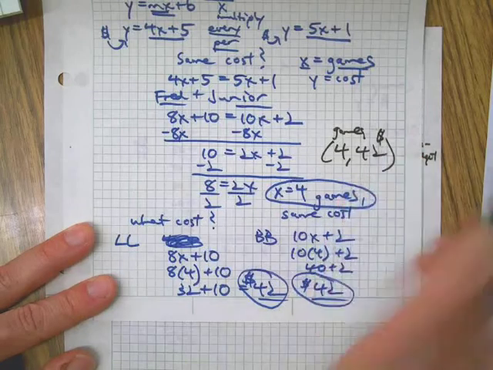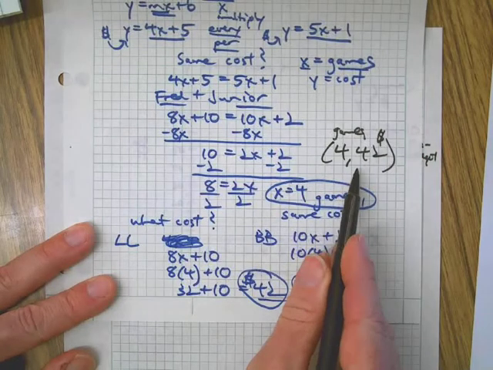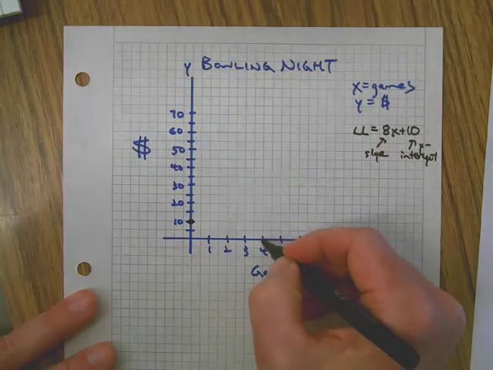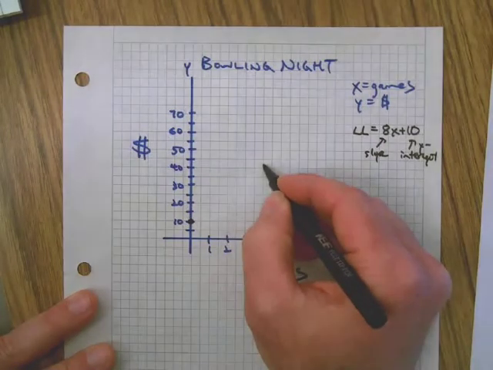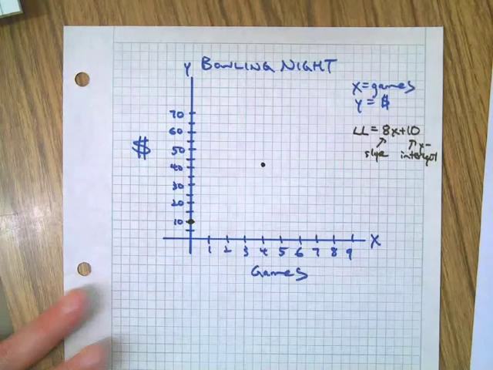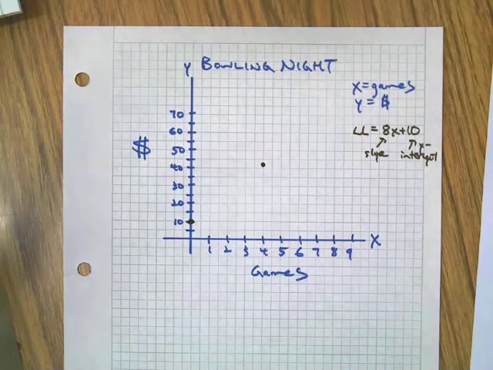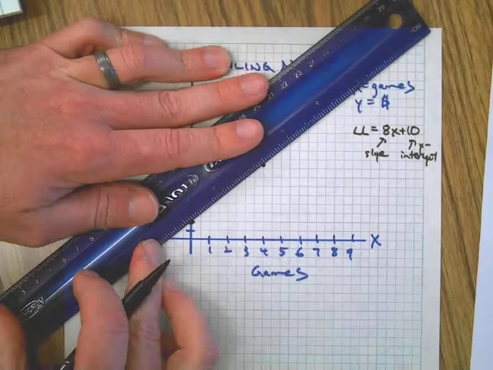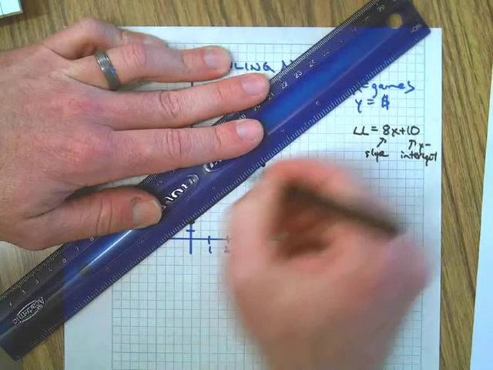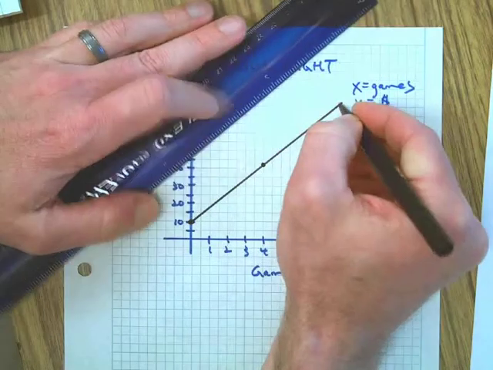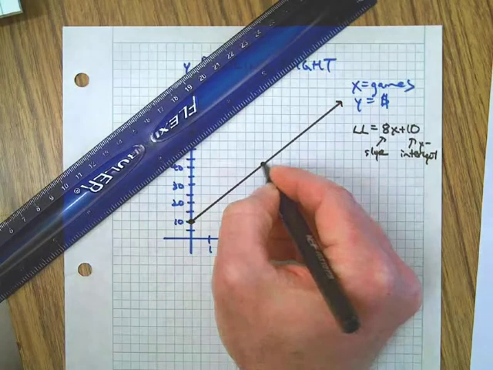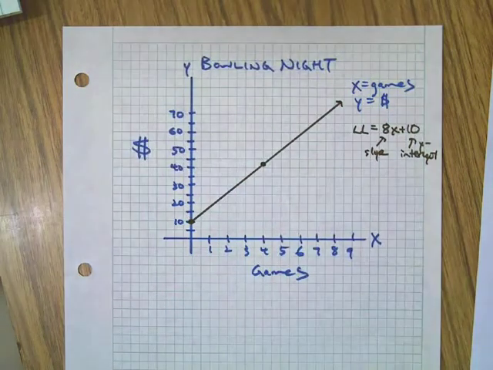We can use that information from the algebra to actually help our graph look better. 4 games, $42. 42 will be right about there. Sometimes on graphs we have to estimate, which can make our information not completely accurate. That's what graphing calculators are for. But we can tell a lot of information about something even with a graph that's slightly off. Okay, so there's lumpy lanes.